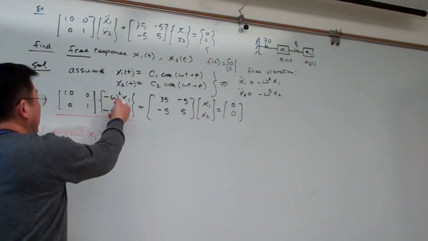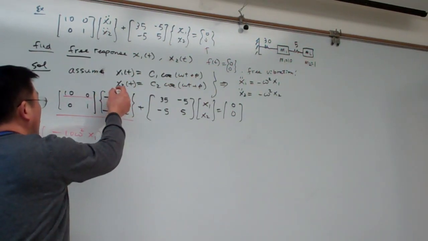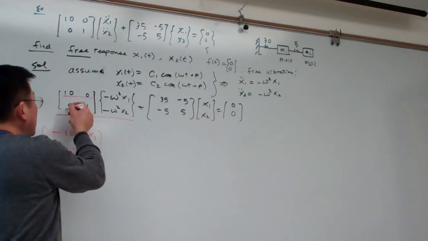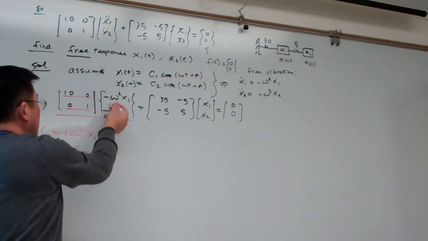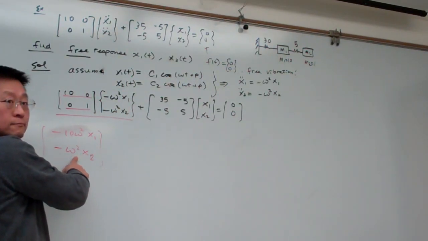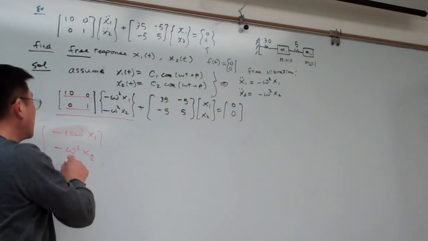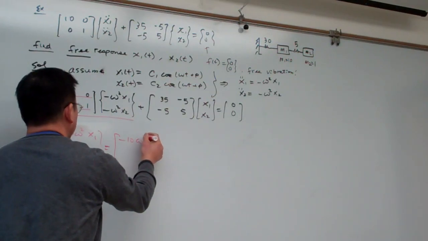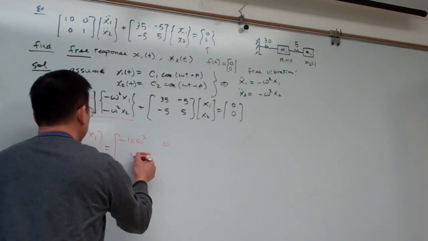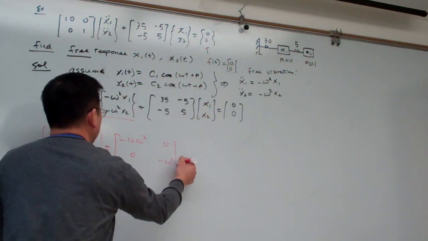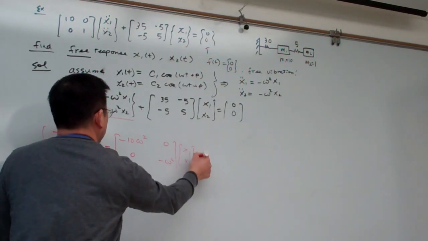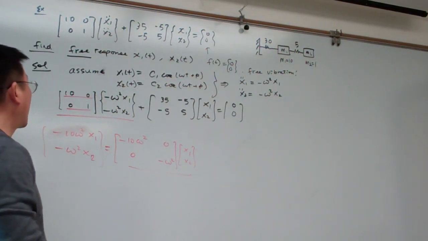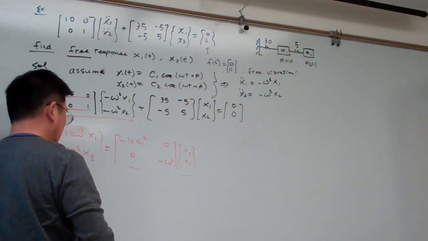If you expand this matrix, you multiply this row with this column equal to this number, and you multiply this row with this column and it becomes this one, right? Basically this can be rewritten like this: minus 10 omega squared, 0, 0, minus omega squared, times x1, x2. Okay, so basically this is what I need.